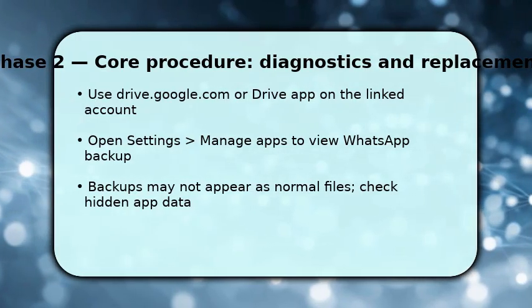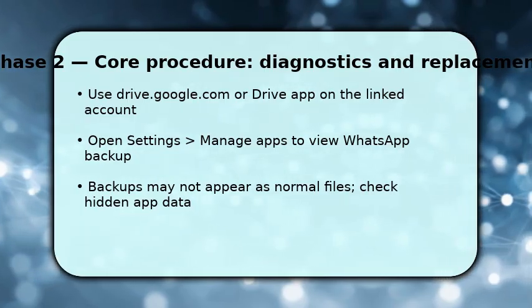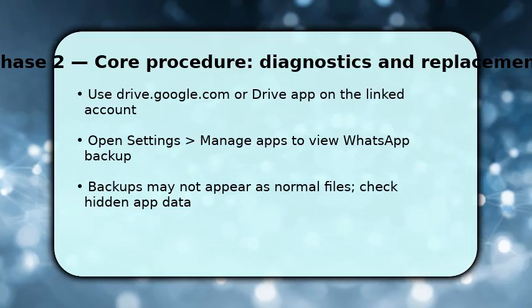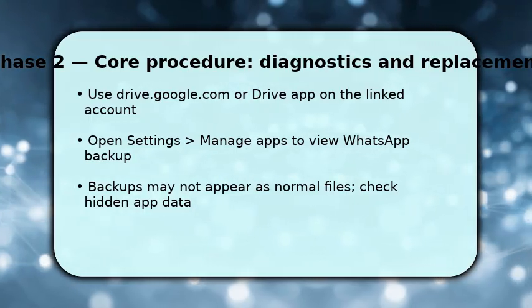If you need metadata, click Options next to WhatsApp in Manage Apps. Google stores backups as app data, not user-visible files, which is why manual download isn't possible.